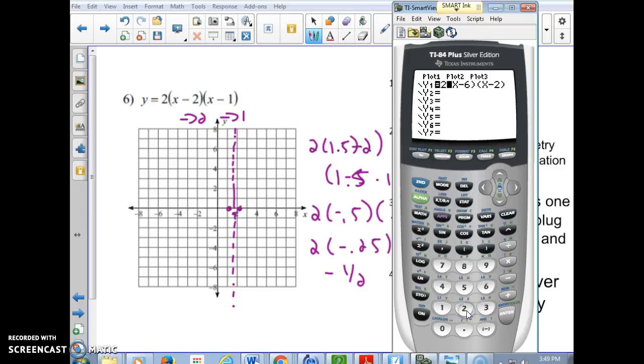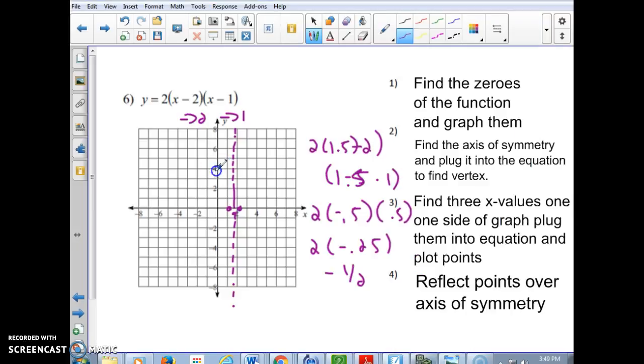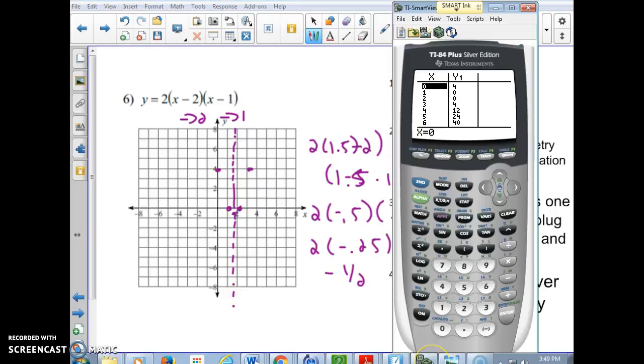So I got 2 this time. I got x minus 2 already, so I'll keep it there, and I'm just going to do x minus 1. And then find a couple x values. Let's do 0. 0 is at 4, which means I can reflect it 1.5 to get another point at 3, 1.5. Okay, and it looks like the rest of them, when I look at this graph, are off the page.